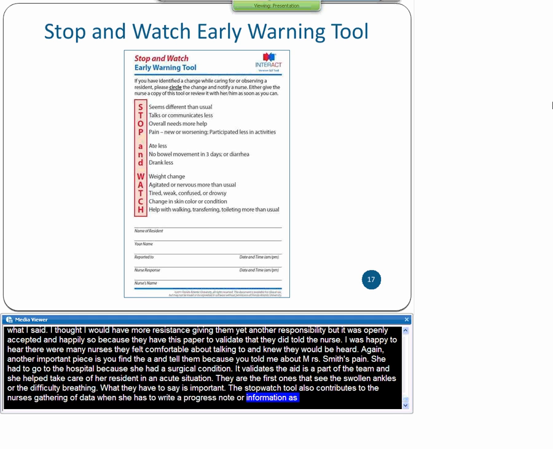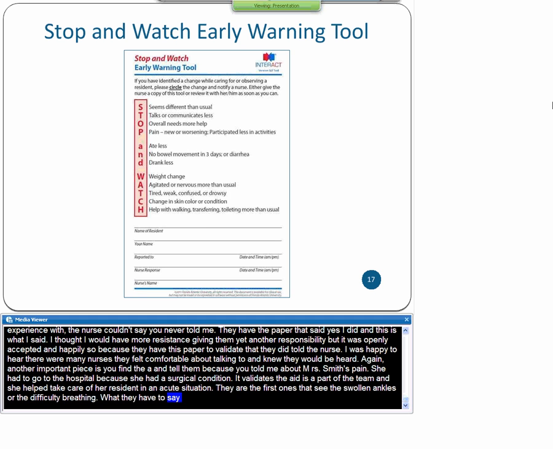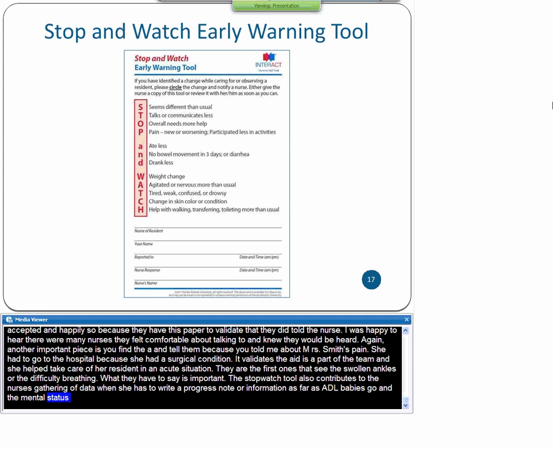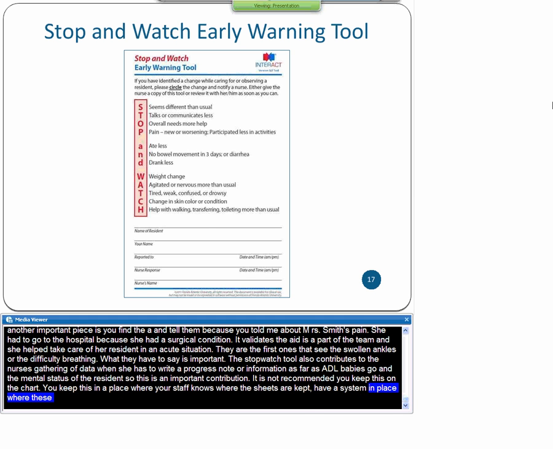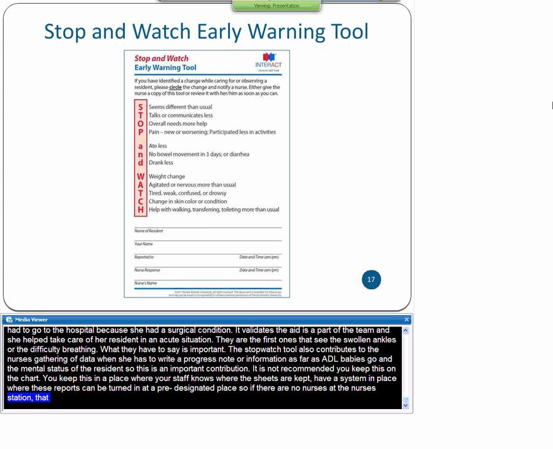It is not recommended that you keep this on the chart. You keep this in a place where your staff knows these filled out sheets are kept. Have a system in place so that these reports can be turned in to you at a pre-designated place. So if there are no nurses at the nurses station, there is some place an aide can leave it and know that it's going to be attended to. But you must validate that you did it by telling the aide, I checked on her or him.